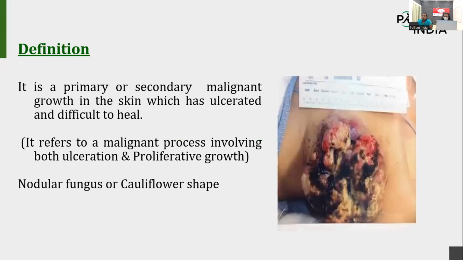So let's see what a fungating wound is. It is a primary or secondary malignant growth in the skin which is ulcerated and difficult to heal. Here the proliferation and ulceration, the proliferative growth, happen at the same time. A lot of necrotic tissue will be there, and it looks like a nodular fungus in shape. That is why we call it a fungating wound, not because of fungus. It looks like a nodular fungus shape, and also like a cauliflower. So this is a cancer wound.